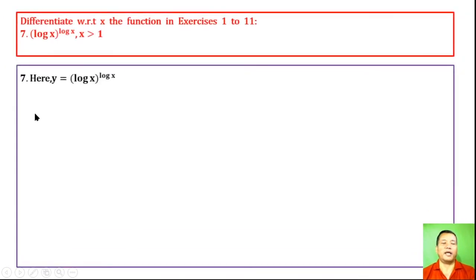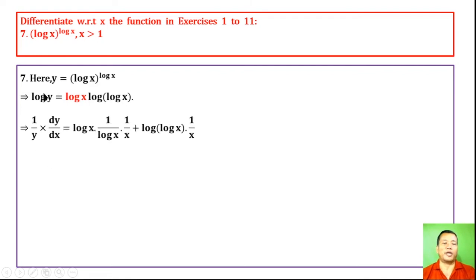Number 7. Let here y equal to log x to the power log x. Taking log on both sides, we get log y equal to log x times of log of log x. Differentiating with respect to x, we get 1 by y into dy by dx equal to, product rule. Log x is treated as first function. Log of log x whose derivative is 1 by of log x into d by dx of log x only, that is 1 by x, plus second function. Log of log x remains unchanged into derivative of first function, that is log x whose derivative is 1 by x, which gives dy by dx equal to log x to the power log x times of 1 by x plus log of log x by x, which is the required derivative.